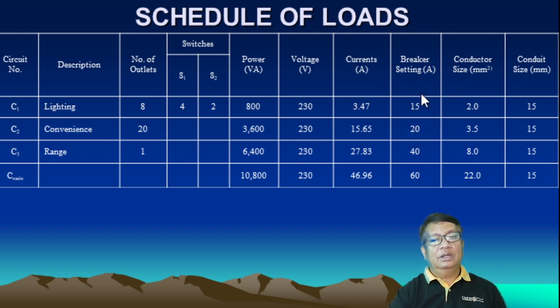Okay, the next column here is our breaker setting. Breaker, as we know, is the protective device used to protect individual branch circuits.